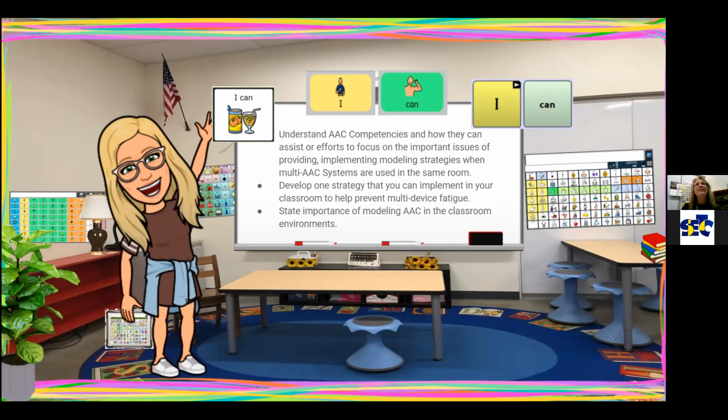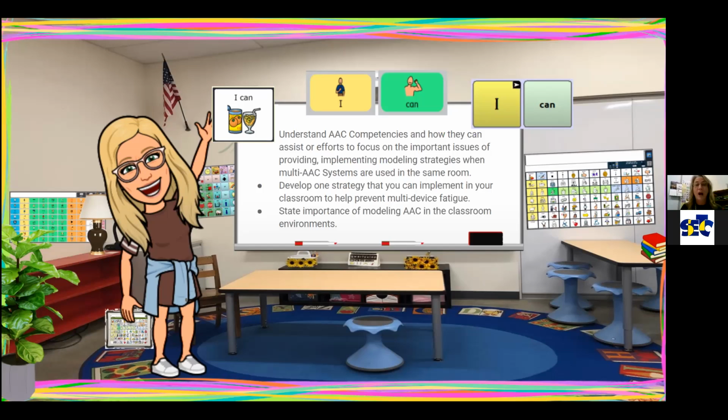Or maybe you have a district that is only a one device district, and you would like to shed some light on how this could be possible. How could you have 3, 4, 5 different AAC languages within one classroom? Like, how is that possible? And I'm here to tell you it is possible, because I do it every day, live and breathe this every single day.